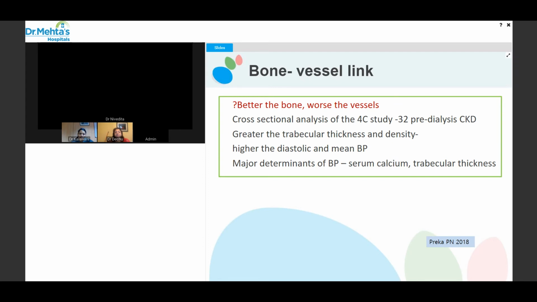A cross-sectional study of the 4C study showed that in 32 pre-dialysis CKD patients, greater the trabecular thickness and density, higher the diastolic mean blood pressure. And the major determinants of blood pressure were serum calcium and trabecular thickness. So this is something of interest to all of us.